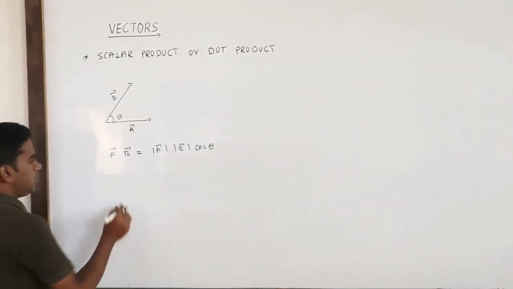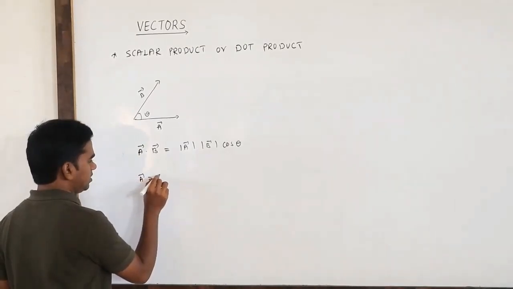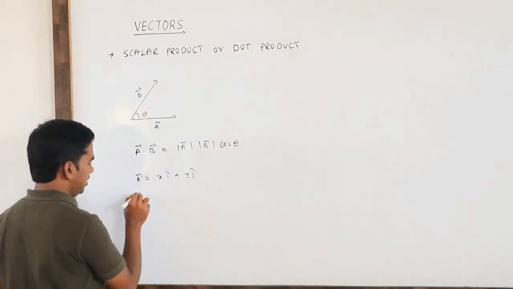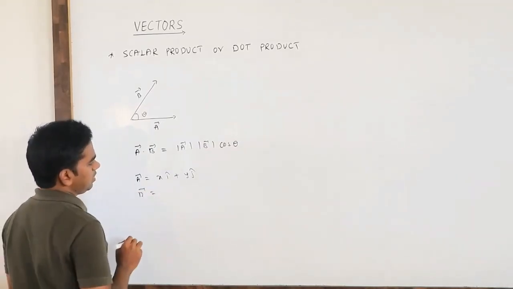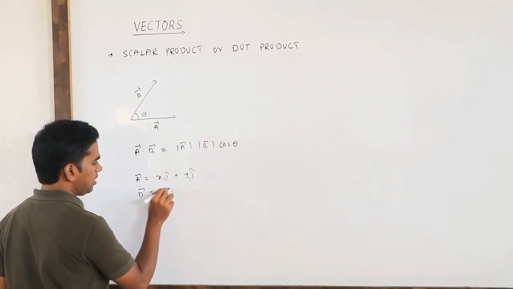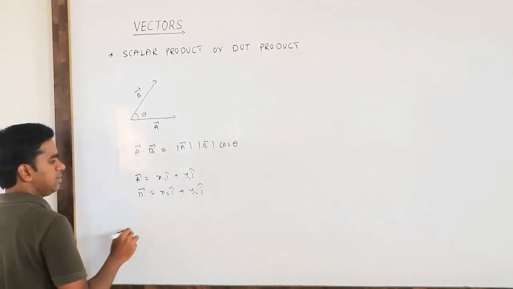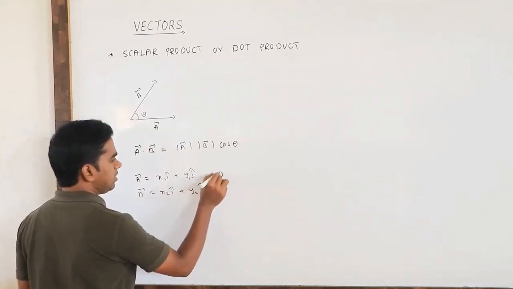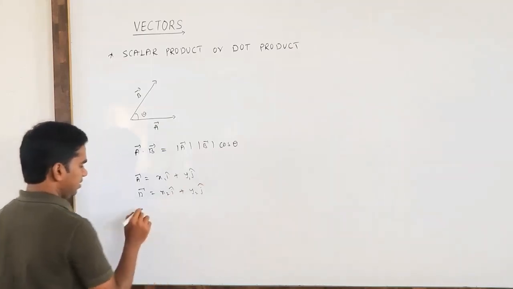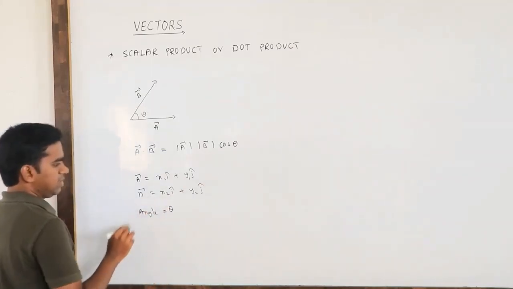Okay. Suppose two vectors are like this. Vector A is, say, x1 i cap plus y1 j cap. Then vector B is, say, x2 i cap plus y2 j cap. Okay. If the angle between them is given, say theta, then what do you have to do?